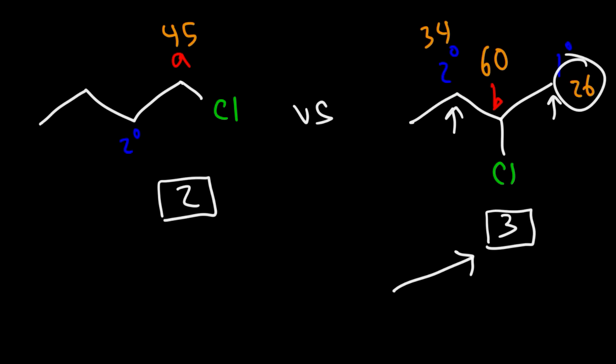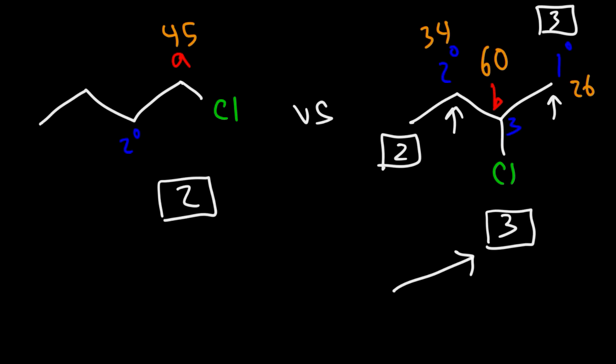This one is closer to the carbon with the chlorine atom, so it's going to be more deshielded. In addition, it has a higher score value. The primary carbon on the right is adjacent to a tertiary carbon, so it's going to have a score value of 3. The primary carbon on the left is adjacent to a secondary carbon, so it's going to have a score value of 2. So therefore, we should expect that this one is going to have a higher chemical shift.